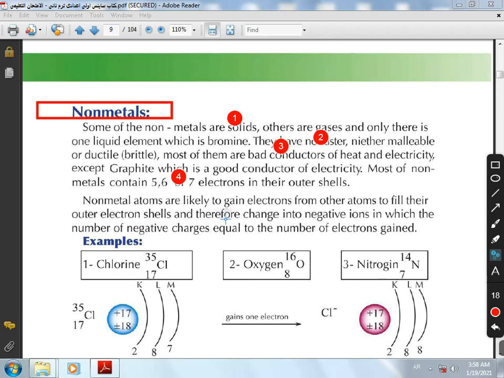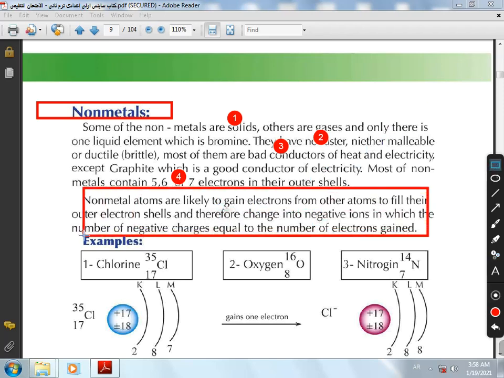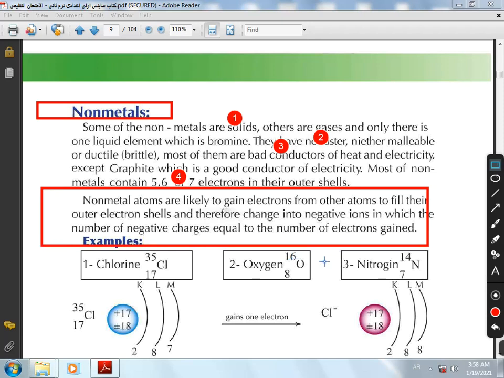And the behavior of nonmetals during the chemical reaction, they gain electrons to form negative ions. Okay, in case of metals they lose electrons, but in case of non-metals they gain electrons and change into a negative ion, having a negative charge equal to the number of the electrons gained.